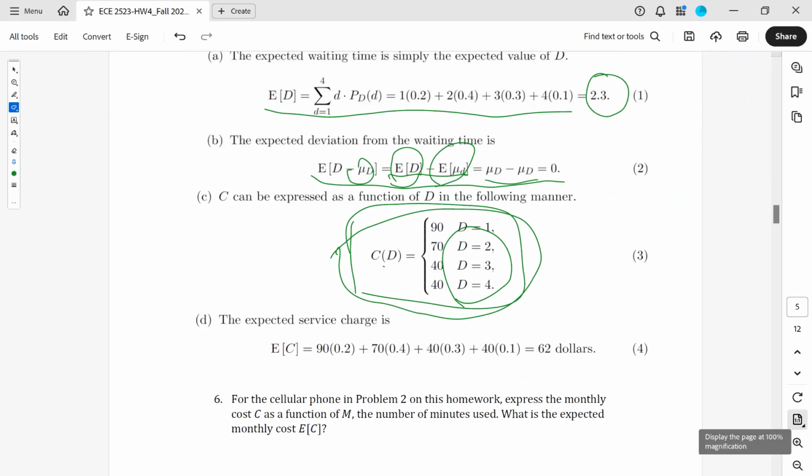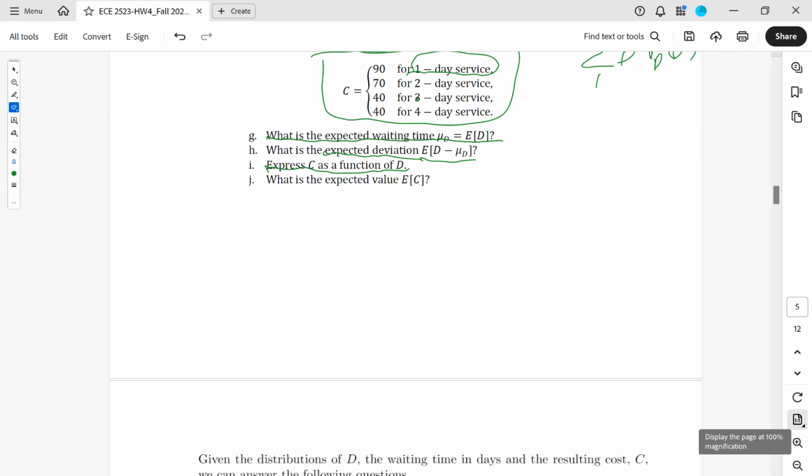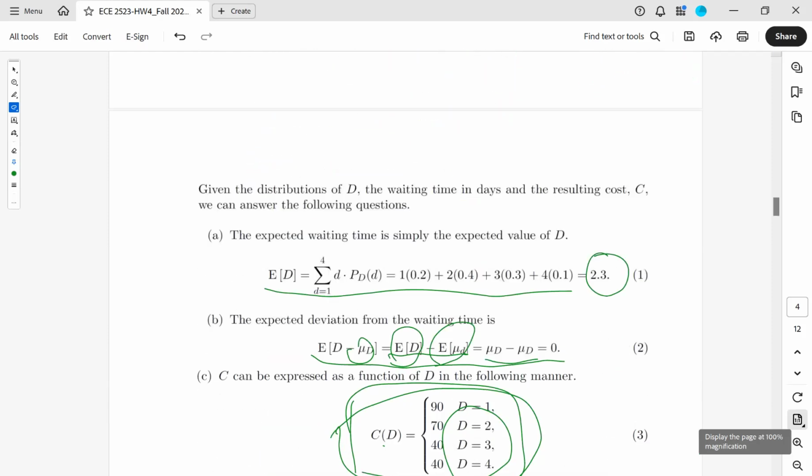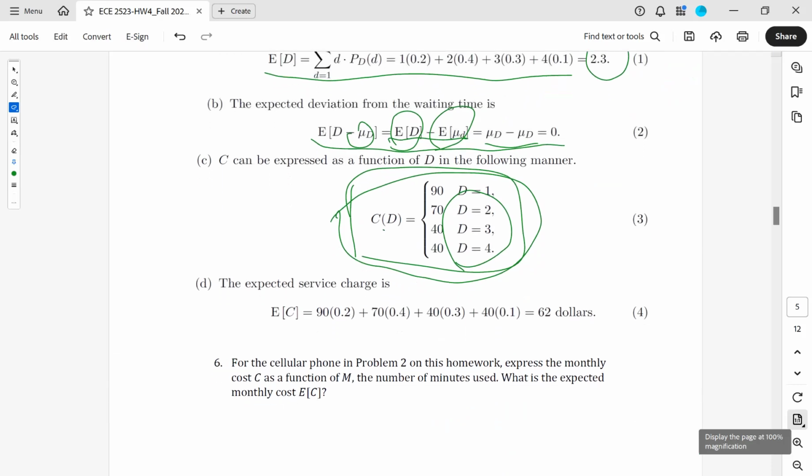Is that clear? That was very simple, so I don't want to spend a lot of time on it. The part D asks us for the expected value of C. Now, for the expected value of C, this question is very simple, but the expected value of C is the summation of C times P of C. Okay, so you have to have the PMF of C.